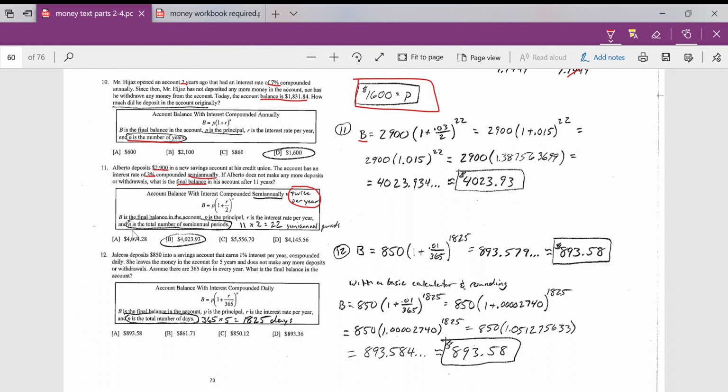And then N, again, a lot of times means years, but here, because it's compounded semi-annually, you are going to figure out how many semi-annual periods you are compounding this value. So it says they want to know this after 11 years, and if we do it twice a year, that means we're going to have this done 22 times.